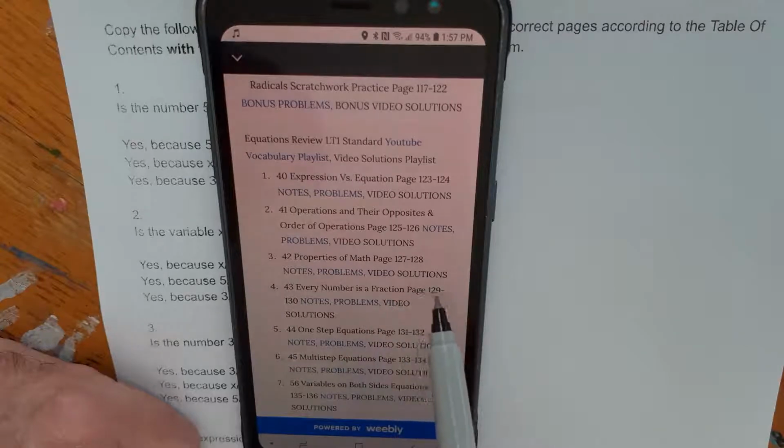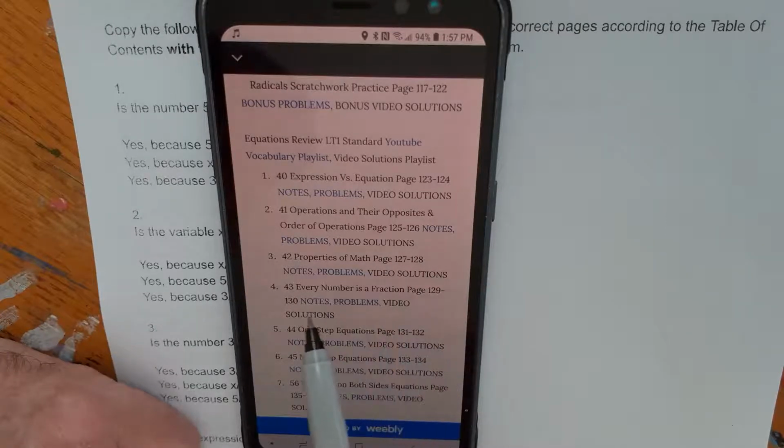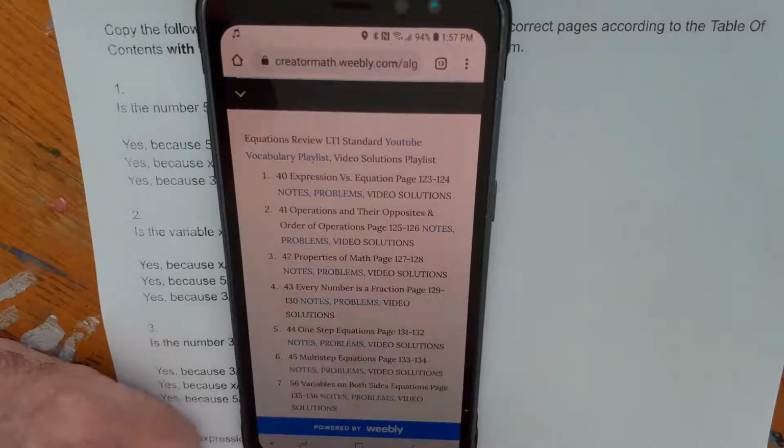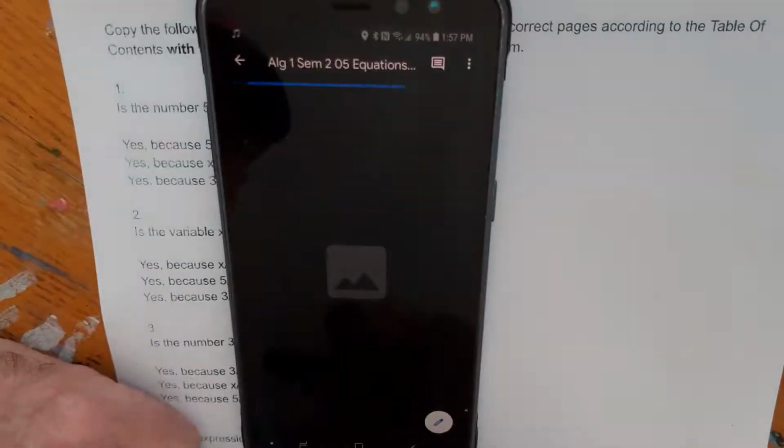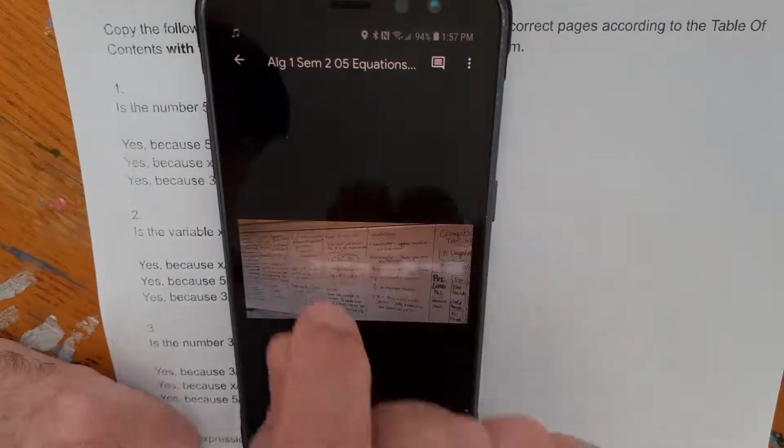Here's the pages that these notes go on in your composition book. Please don't use this video for the correct pages. Go to the actual table of contents during the time you're watching this, because trust me, by the time you watch it, it's going to be probably different. So if we click notes right there for number 4, sometimes I have to open it a couple of times. Right there, I saw it flicker, so this one's been enlarged.